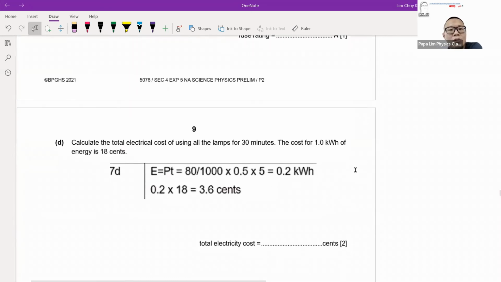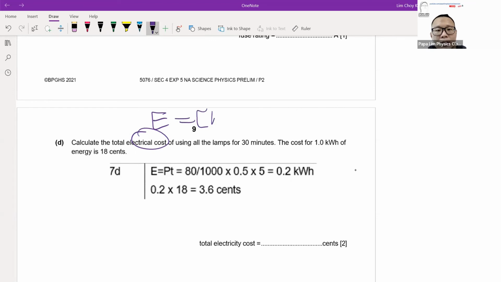Calculate the total energy cost. Remember, we're talking about energy costing. Energy needed has always to be in kilowatt hours. Energy is power times time. So which means the unit for power must be in kilowatts, and time has to be in hours. So 30 minutes will actually be half an hour.